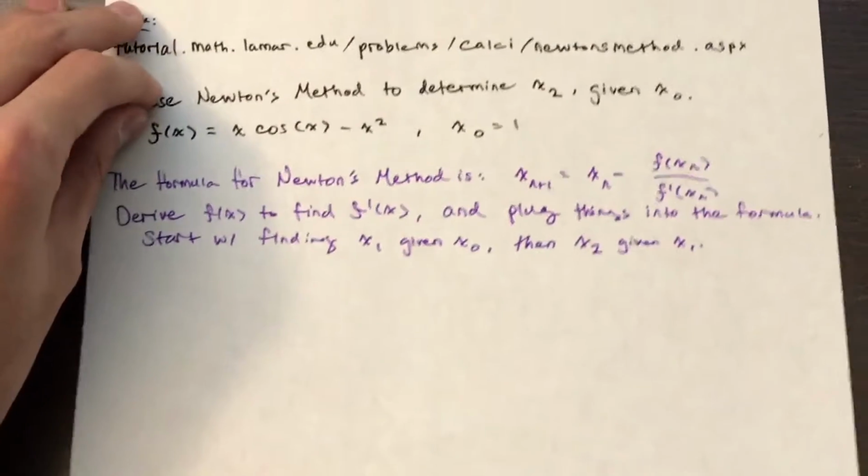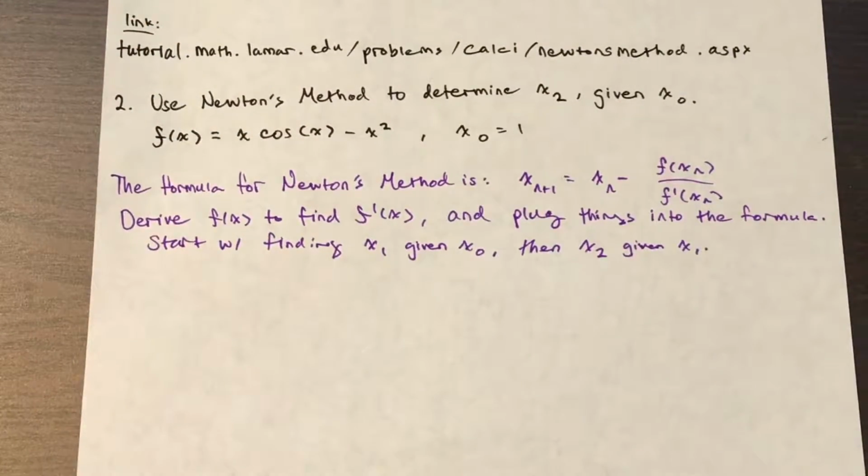Moving on. There's another question from the same website but a different page. Number 2. Use Newton's method to determine x of 2 given x of 0. f of x equals x times cosine x minus x squared, and x of 0 is 1. The formula for Newton's method is x of n plus 1 equals x of n minus f of x of n divided by f prime of x of n. Differentiate f of x to find f prime of x and plug things in, and that's it. Then we can find x of 1 given x of 0 and then x of 2 given x of 1. That's all.